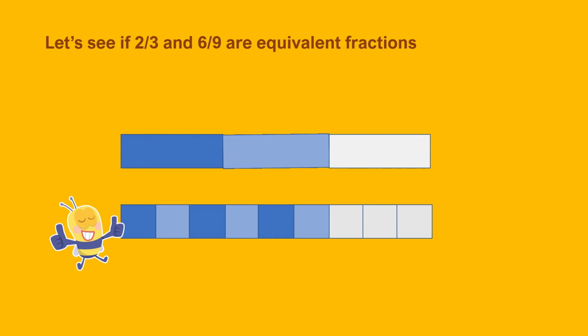So let's see if 2 by 3 and 6 by 9 are equivalent fractions or not. For this, I have taken 2 stripes of equal length, and for 2 by 3, I have divided the first stripe into 3 equal portions, and I have shaded 2 of the blocks in blue color. Similarly, I have divided the other stripe into 9 equal portions, and I shaded 6 of the blocks in blue color. So you can see that the shaded portion of both of these stripes is the same. So what do you think? Are 2 by 3 and 6 by 9 equivalent fractions? Yes, you are correct. They are.